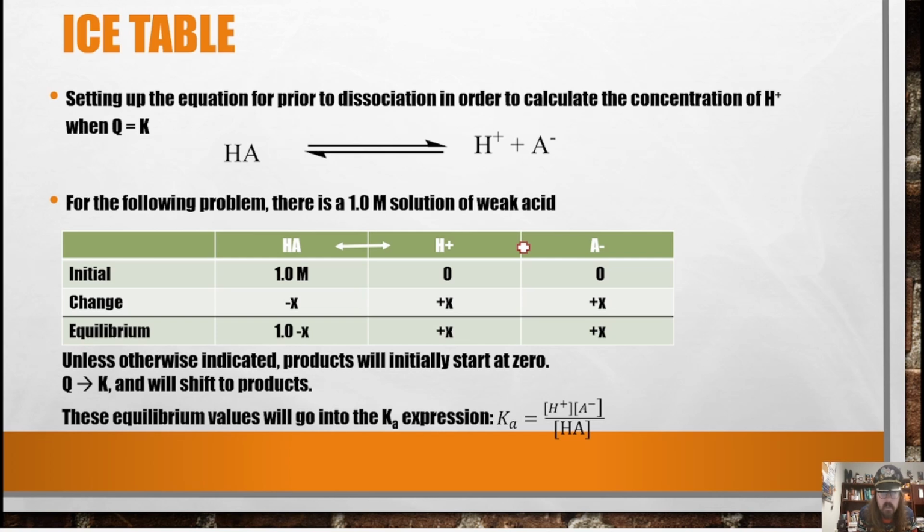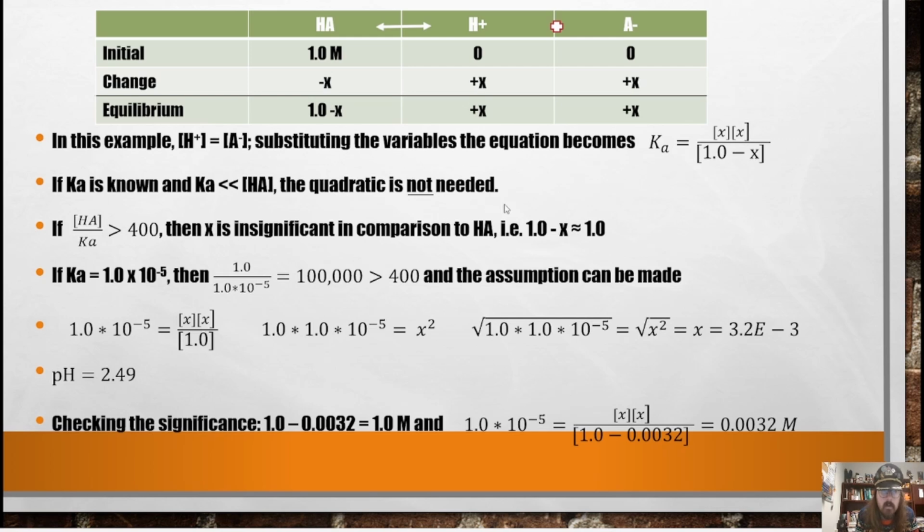Plugging these values into our Ka expression, we can then solve for x. Now please note the concentration of H plus and A minus are the same, and so multiplying them together would give us an x squared value. Unless we are told otherwise, we're going to assume that H plus and A minus are the same, and that will make our calculations easier. So we plugged them in, so we have Ka equals x times x over 1 minus x.